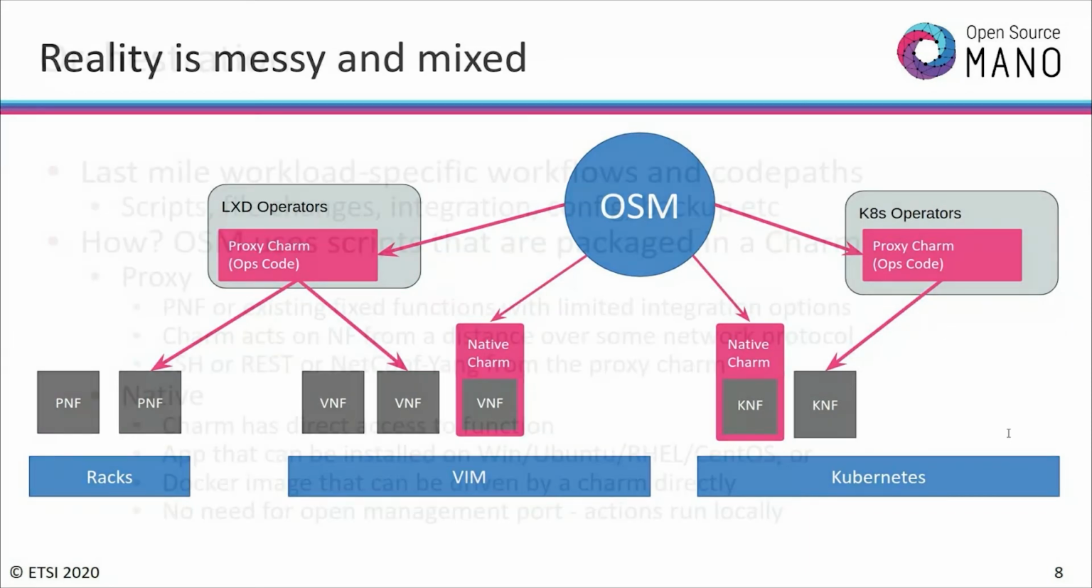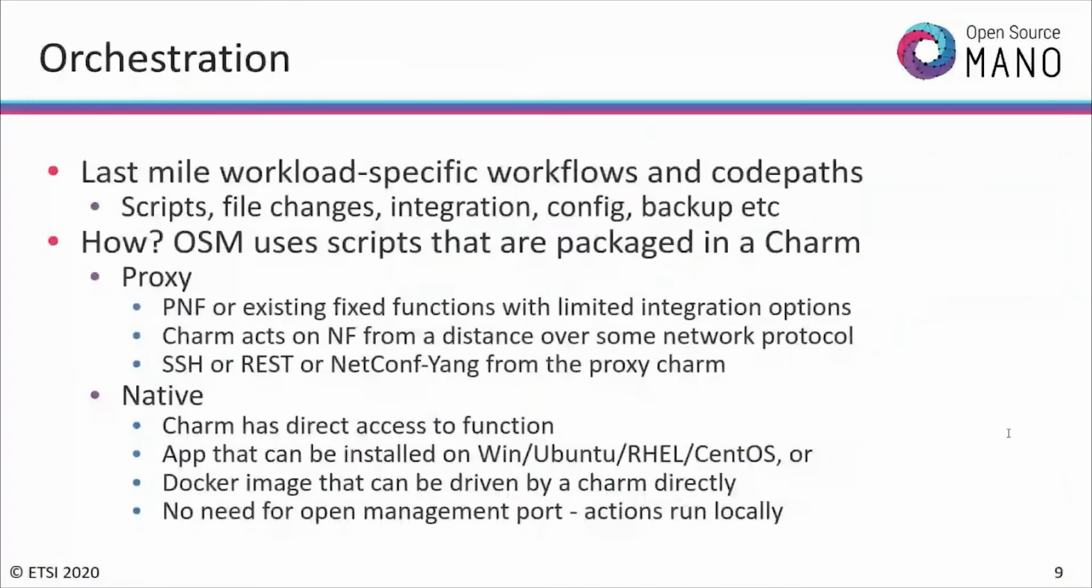So this orchestration, this operational code, what exactly is it? It's last mile specific workflows. They're scripts, property file changes or any file changes, configuration changes, integration, backups, restores even.